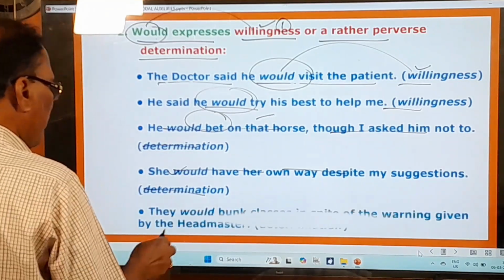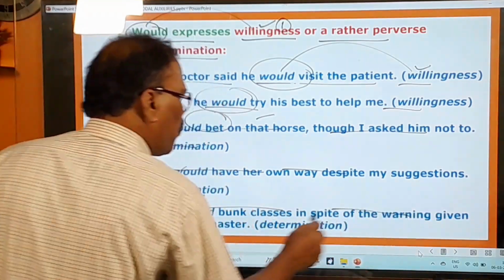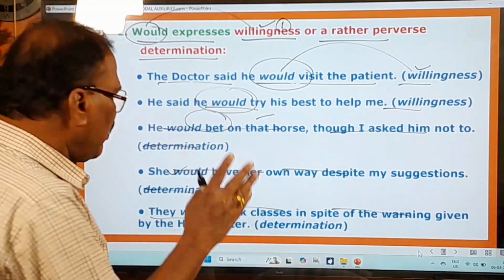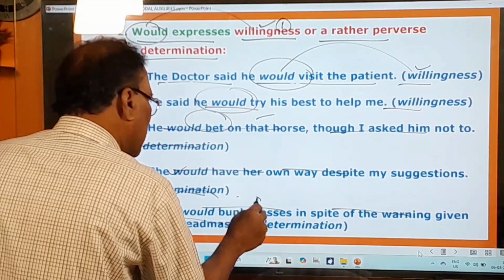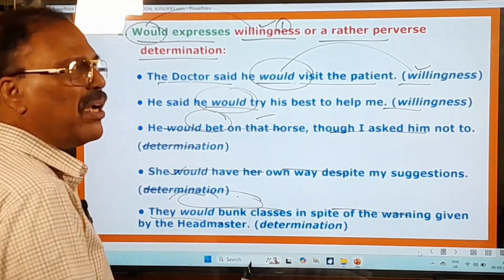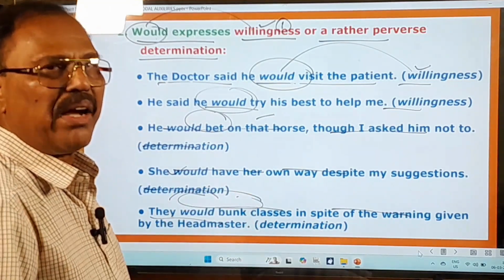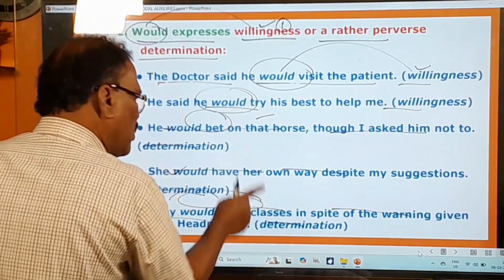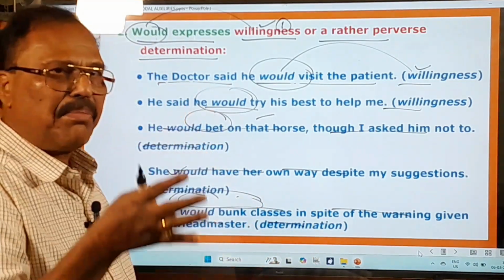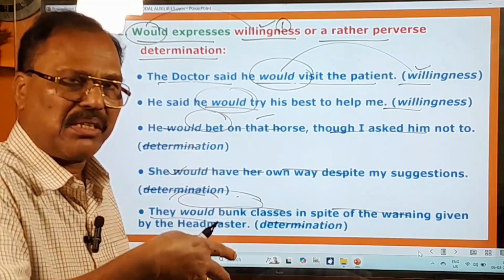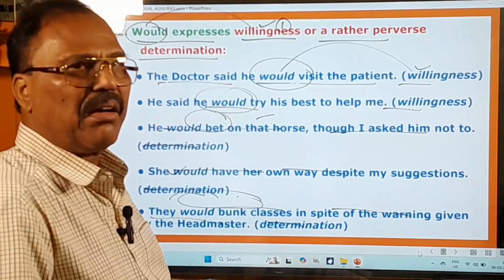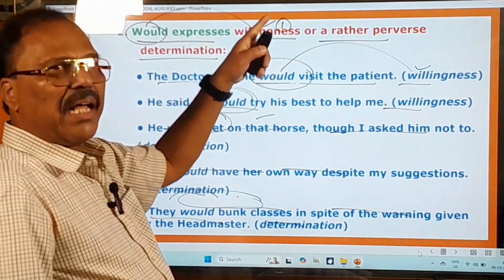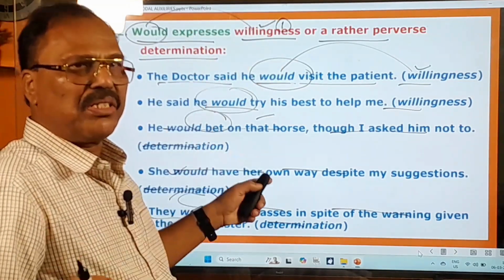And you go to the next one. They would bunk classes in spite of the warning given by the headmaster. The headmaster has given them some serious warning. Even then the boys would bunk classes. The boys would bunk classes means the boys bunked the classes, avoided the classes. So that's called the perverse determination. In all these examples you can find the perverse determination of the persons. So in this way, to indicate willingness or rather a perverse determination, would is generally used.